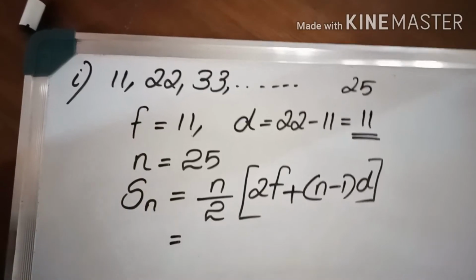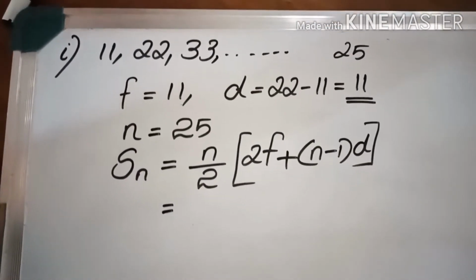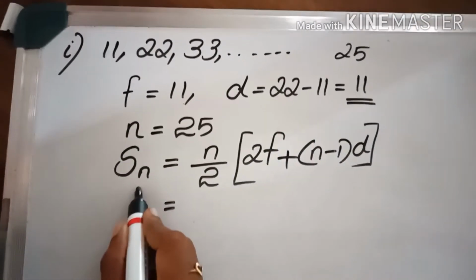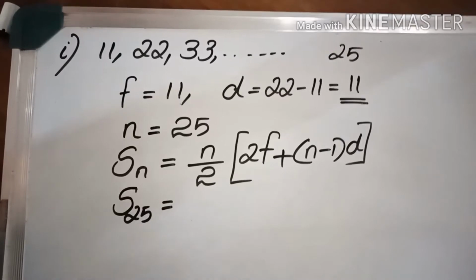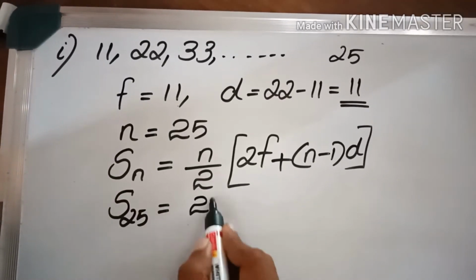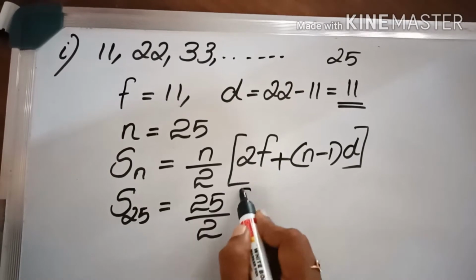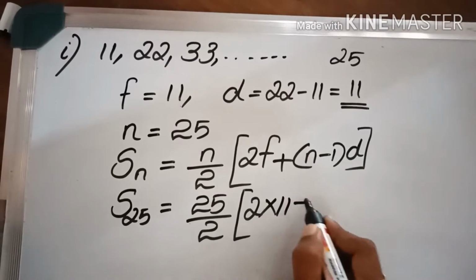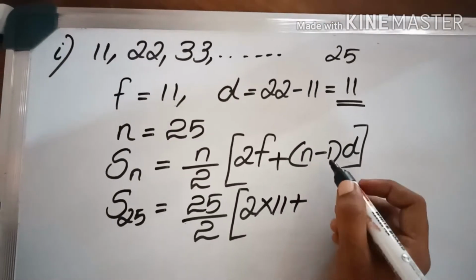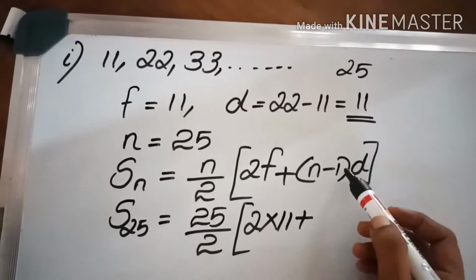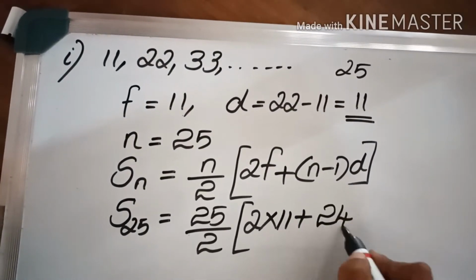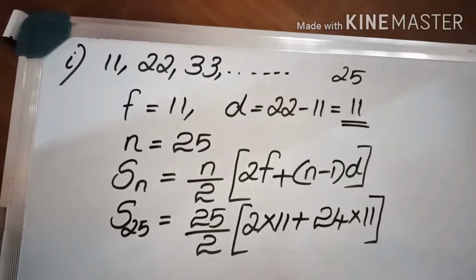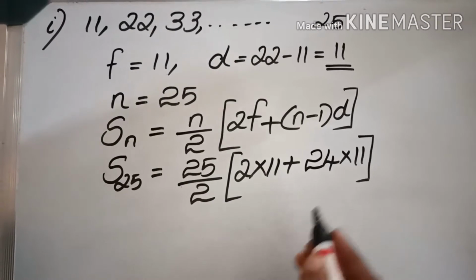After writing the equation, apply the values. Sn is the sum of n terms. Here the number of terms is 25, so we can write it as S25. So n by 2 is 25 by 2, into 2 into f, the first term, which is 11, plus n minus 1. Here n is 25, so 25 minus 1, that is 24, into the common difference, which is also 11. So 2 into 11 plus 24 into 11.